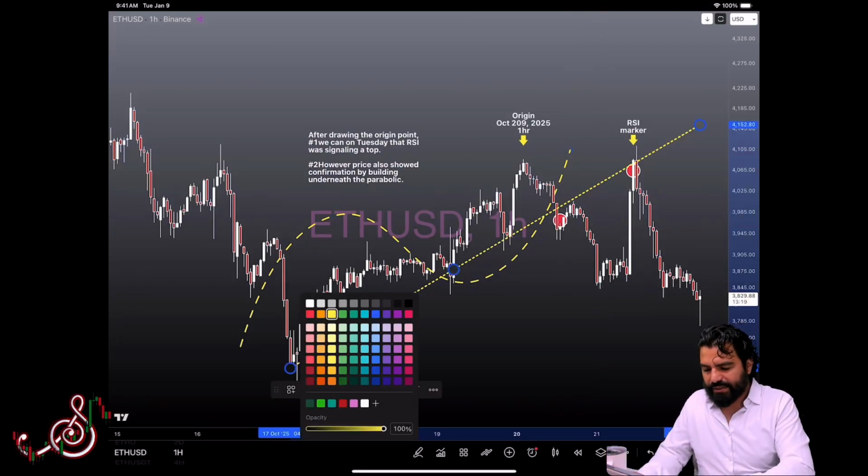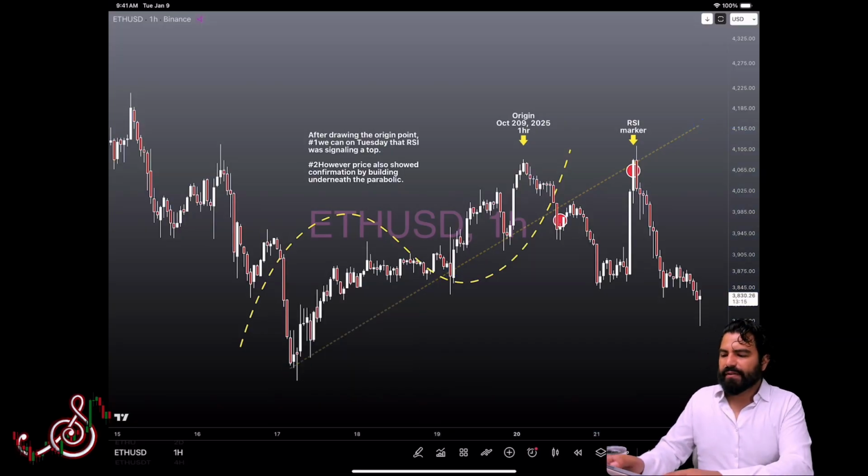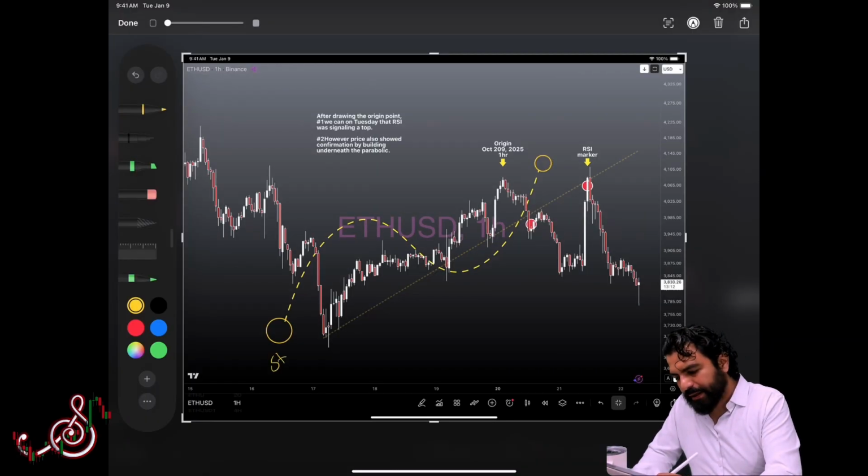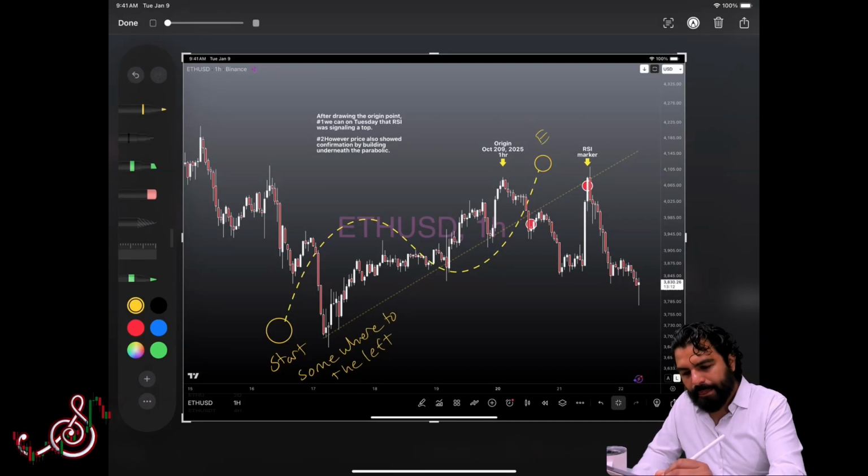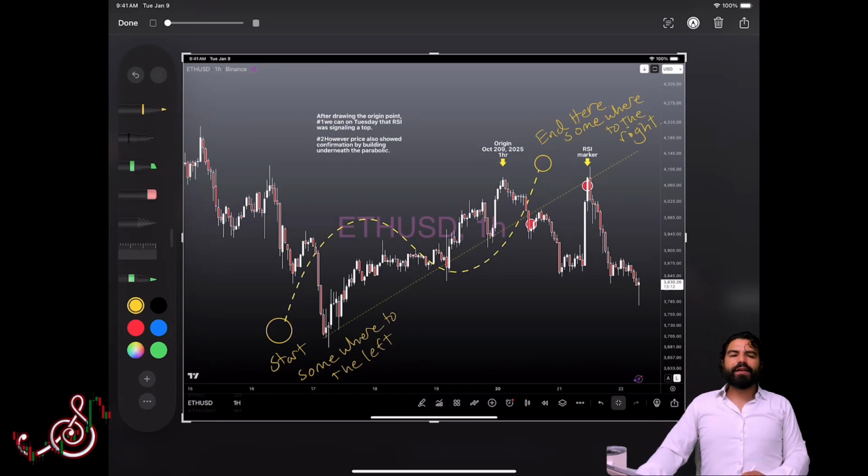Let's fade these away so you can have a better focus on this. Start here, somewhere to the left, end here, somewhere to the right. Gesture helps us understand parabolics even when there's no parabolic to be had.